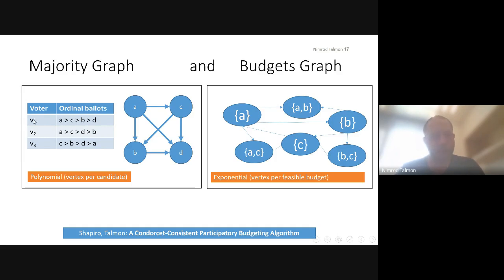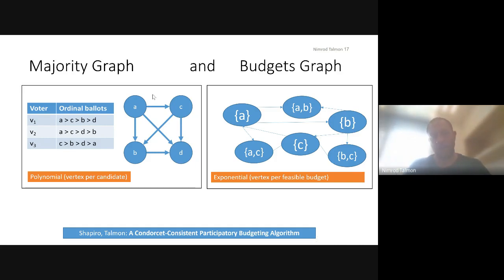You can see that indeed V1 prefers A to C, because it ranks it higher, and V2 also prefers A to C. V3 does prefer C to A, but still you have 2 voters that prefer A to C, and only 1 voter that prefers C to A, so there are more voters preferring A to C, and this is why we have an arc from A to C. And in the same way, you can compute this complete tournament.